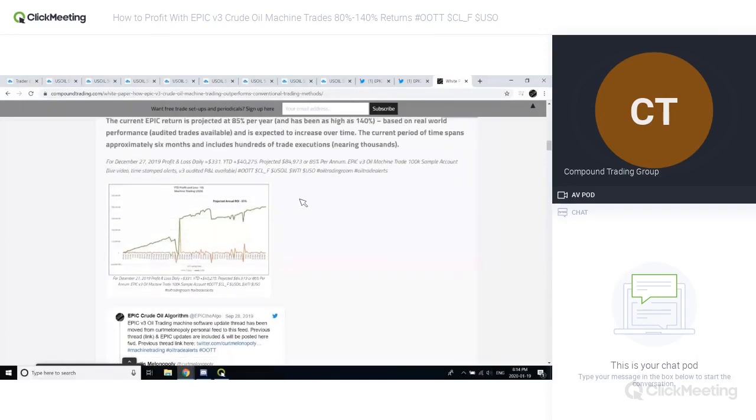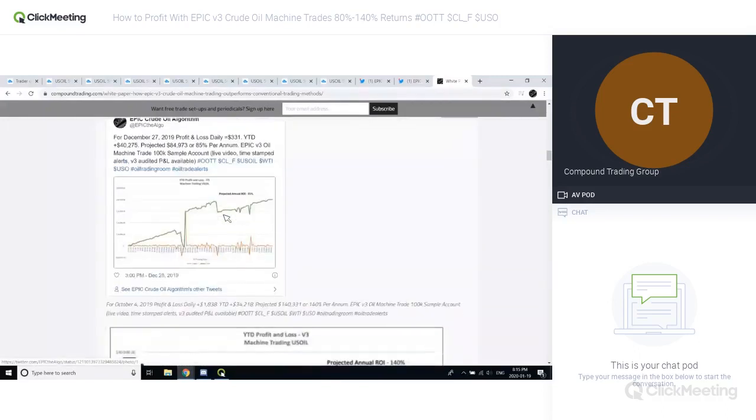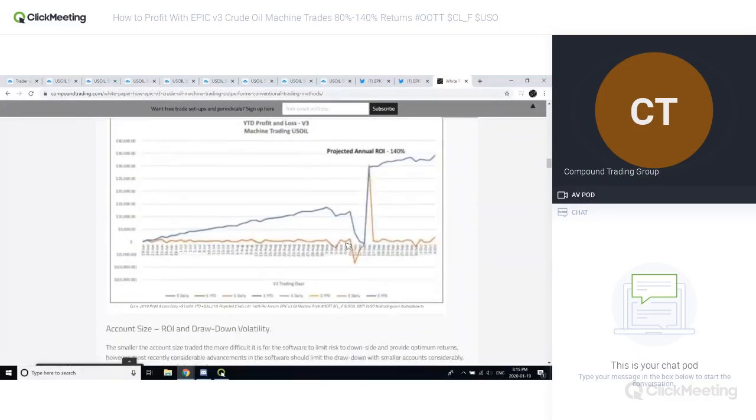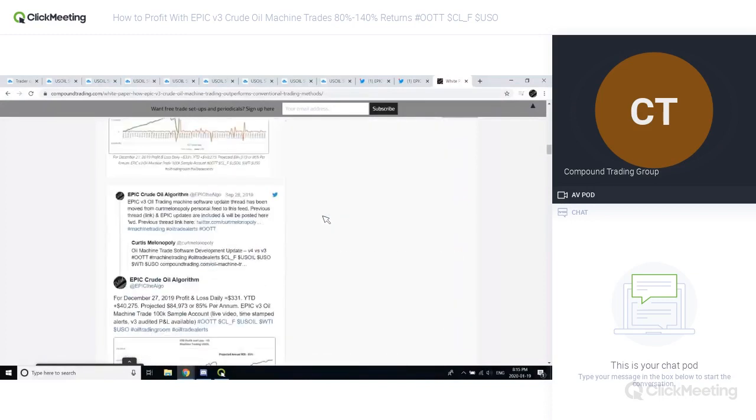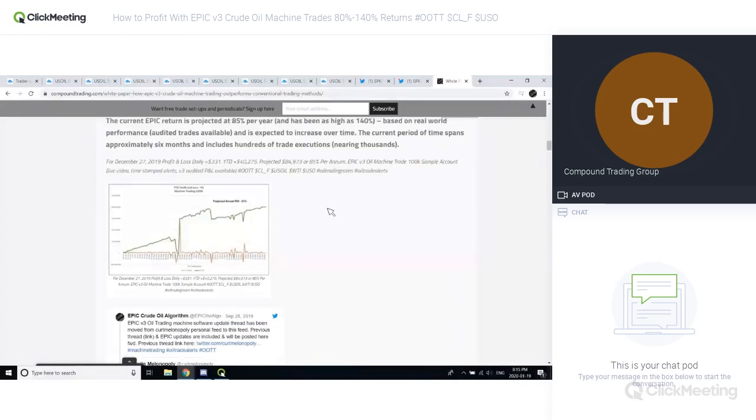Now, we had version 1, 2, 3, and 4. This is version 3. Version 4 was too aggressive, and we reverted back to version 3. And so this is the life cycle of version 3. So this is earlier in its life cycle, right, than this.